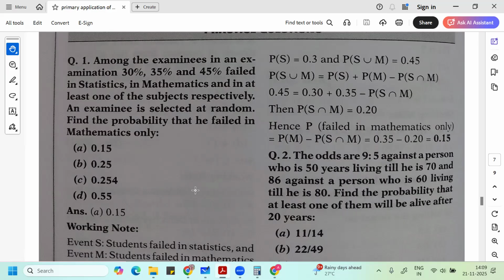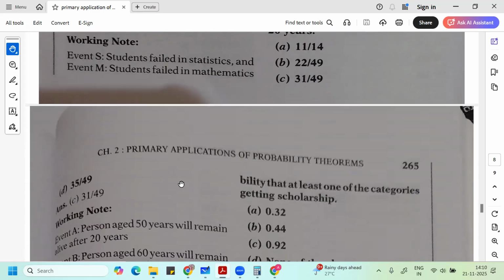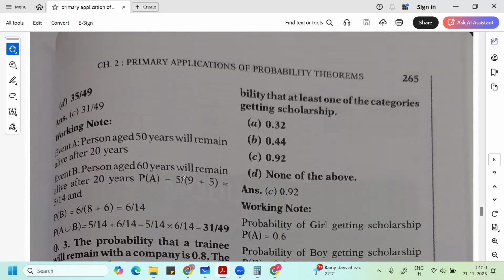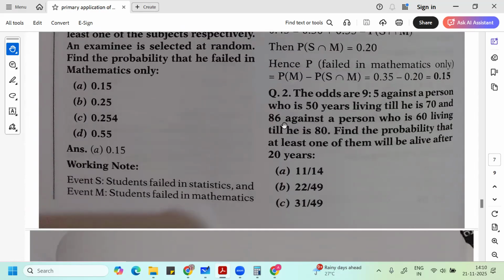Fine. Question number 2. The odds are 9 by 5 against a person aged 50 living till 70 years, and 8 is to 6 against a person who is 60 years living till 80 years. 9 by 5, so probability would be 5 by 14 that he lives till 70. And it is 8 is to 6, not 86.